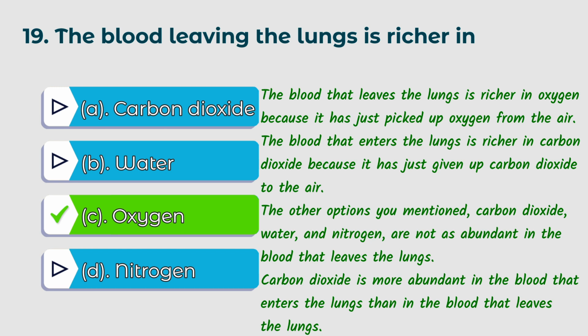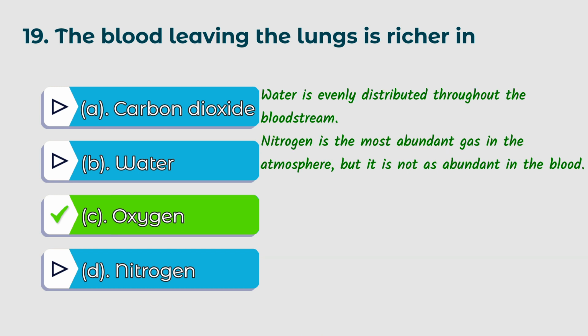The other options mentioned, carbon dioxide, water and nitrogen, are not as abundant in the blood that leaves the lungs. Carbon dioxide is more abundant in the blood that enters the lungs than in the blood that leaves the lungs. Water is evenly distributed throughout the bloodstream. Nitrogen is the most abundant gas in the atmosphere, but it is not as abundant in the blood.